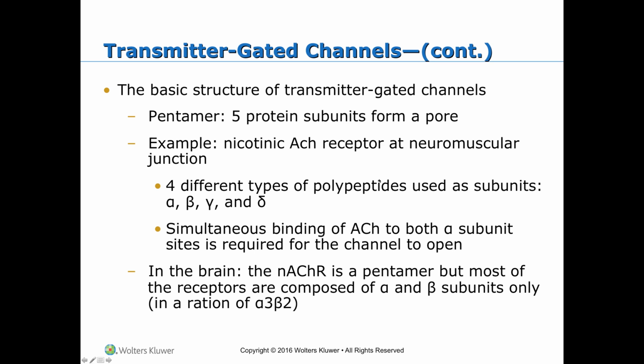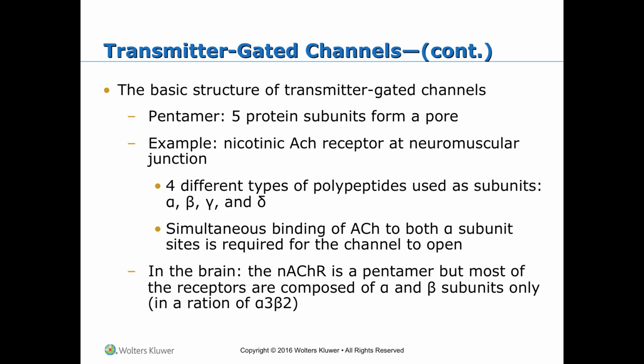The basic structure of a transmitter-gated channel, and all transmitter-gated channels mean, is that they are specifically gated and they require a ligand, something like a molecule or neurotransmitter, to bind, allowing for that channel to open. The basic structure of these channels is that they are pentamers, meaning that they have 5 protein subunits, which come together to ultimately form a pore through which ions are able to flow. An example of a transmitter-gated channel is the nicotinic acetylcholine receptor. That specifically lies at the neuromuscular junction.